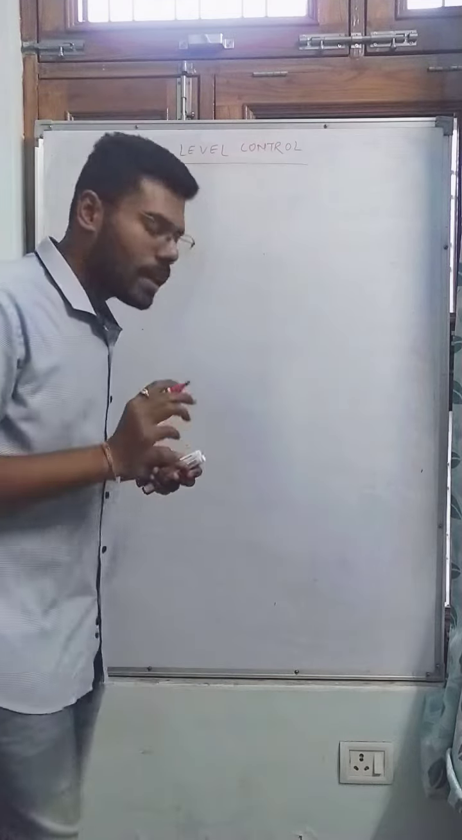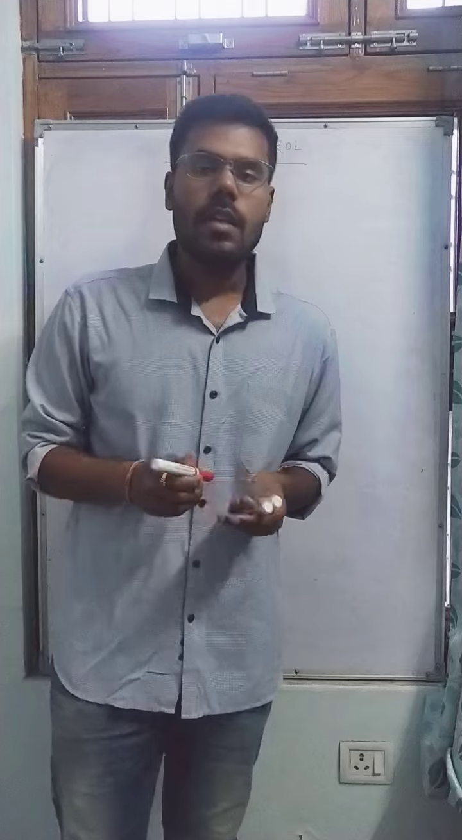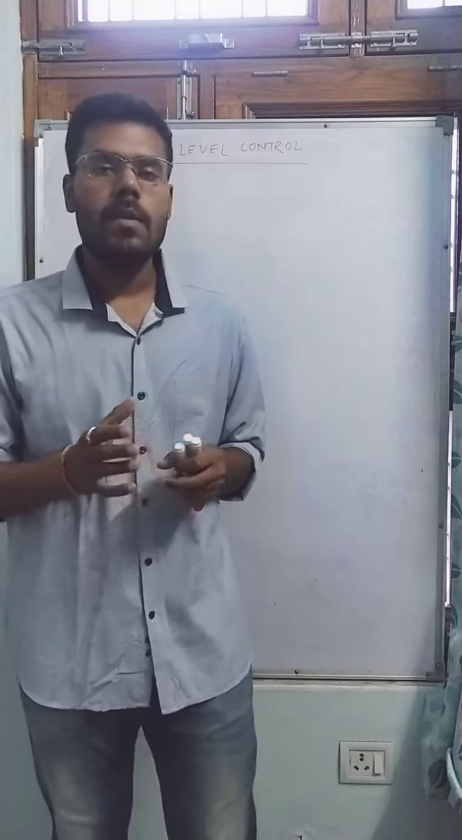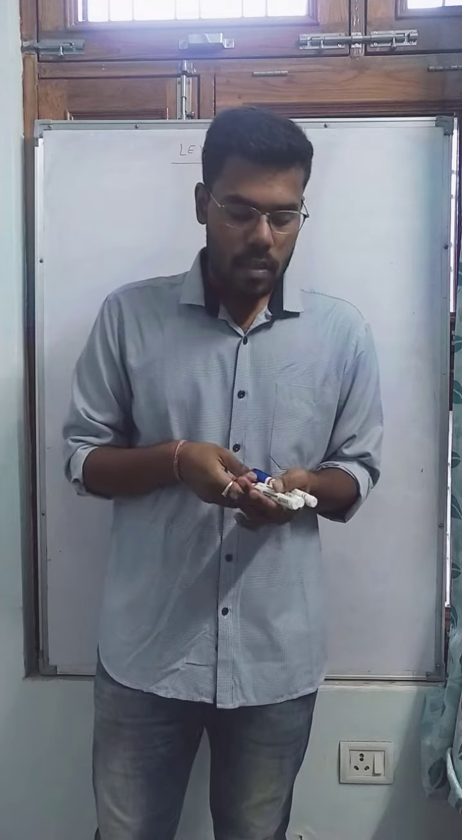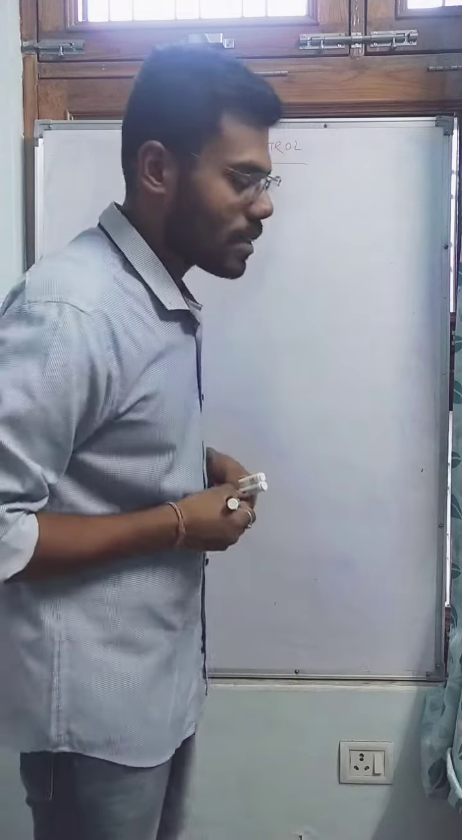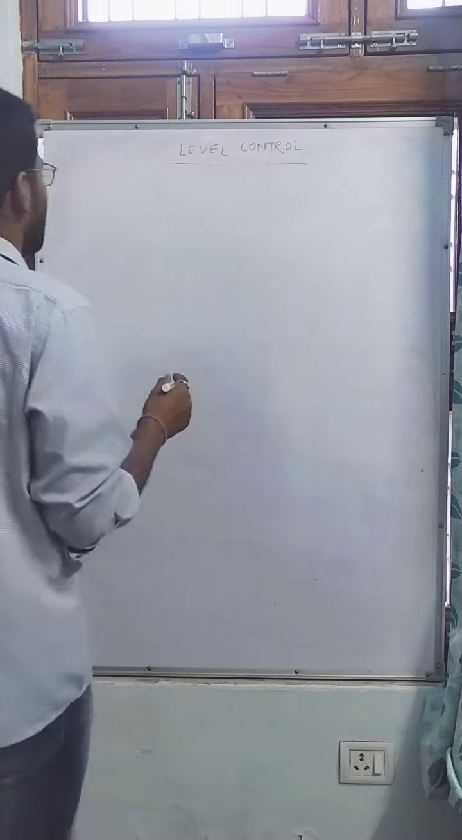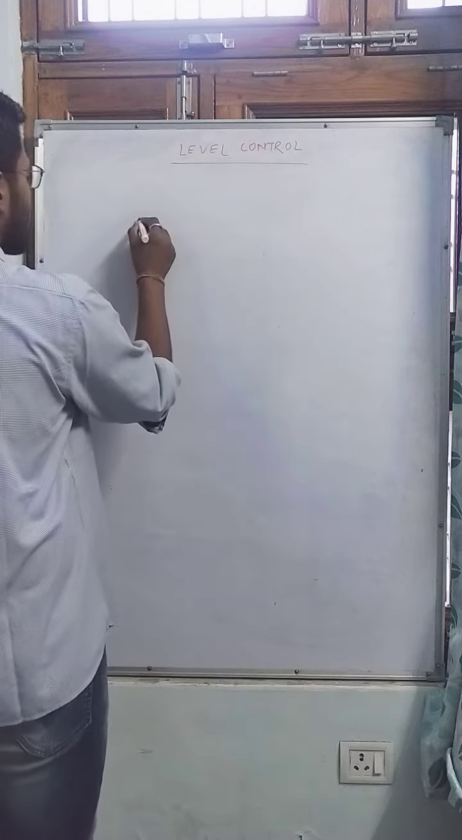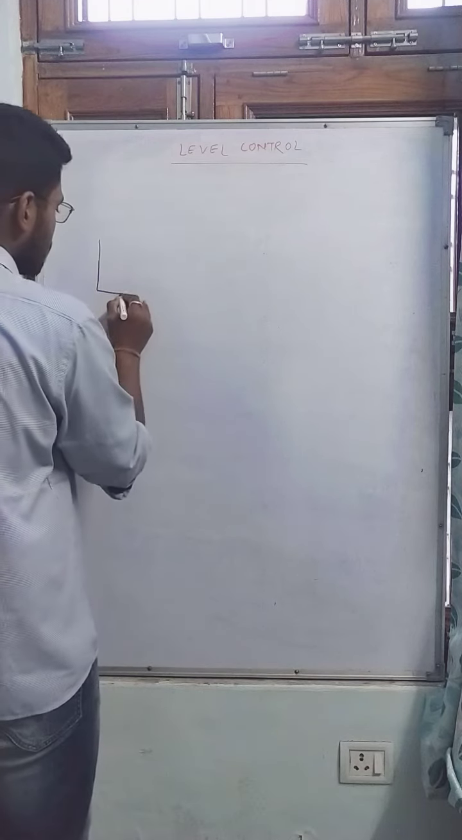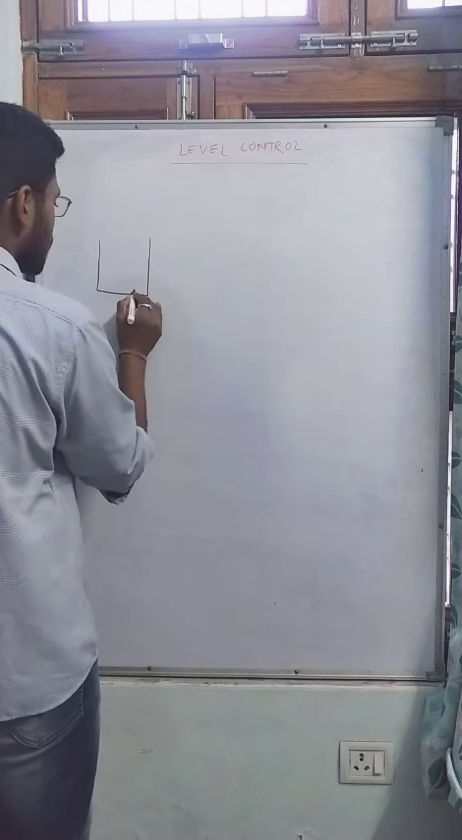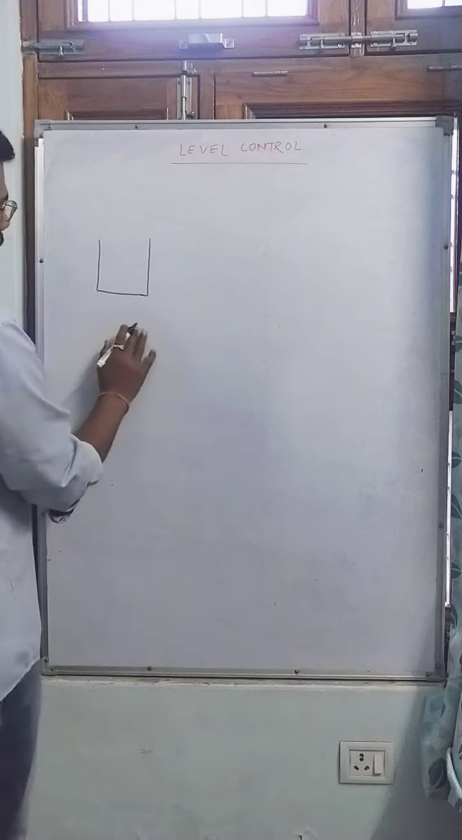So we are controlling level in the drum. There must be some liquid or some fluid filled in the drum. So we have to maintain that fluid level in the process industry. Okay. So how do we do this? Let's start with the diagram. This is your drum.